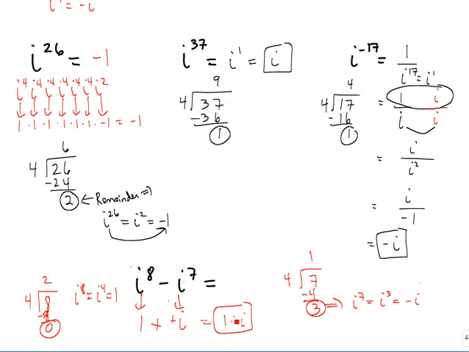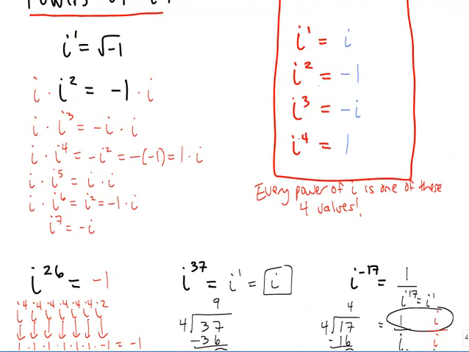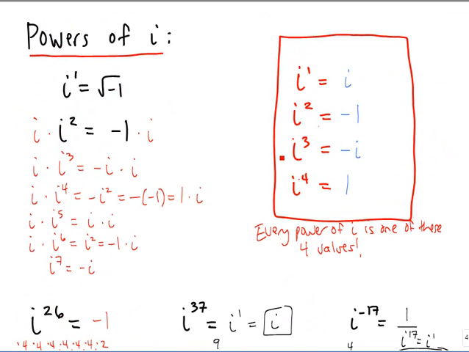So our new answer only has i to the first power in it. You never want to leave powers of i bigger than 1 in your final answer because it's not considered simplified. Every higher power of i is going to be reducible to one of these 4 possibilities.